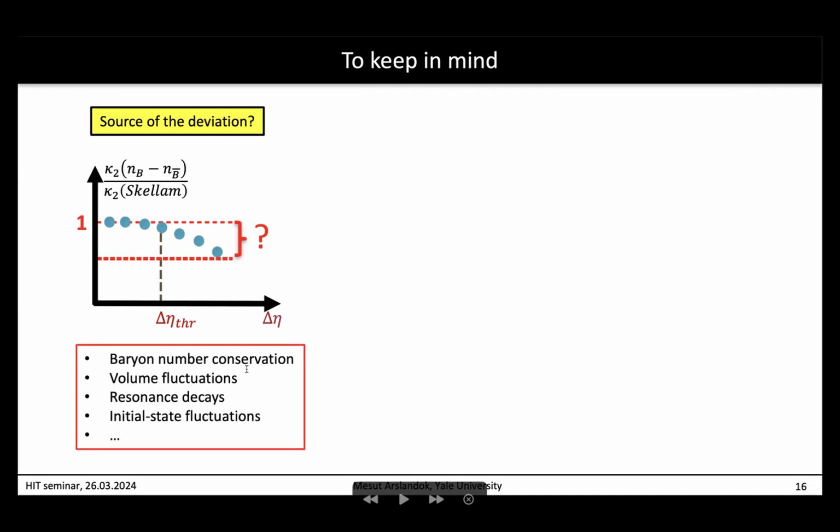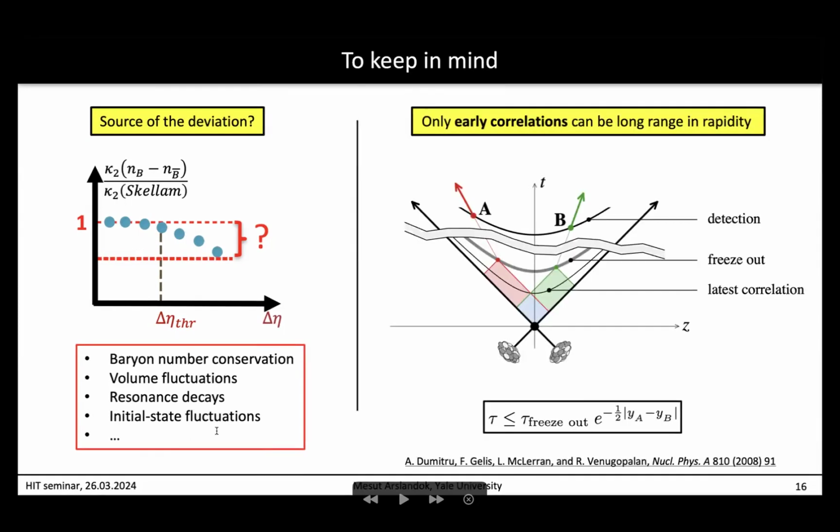So it could be baryon number conservation, volume fluctuation, resonance decays, annihilation, initial state fluctuations, and so on. But this is one thing that one has to keep in mind. There is this deviation, but what? And the other thing, as I promised, we could also address the time of the correlation.